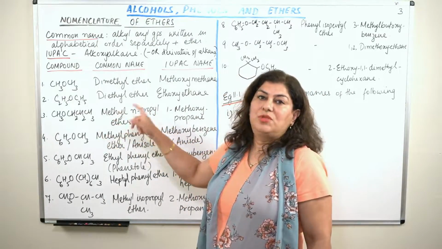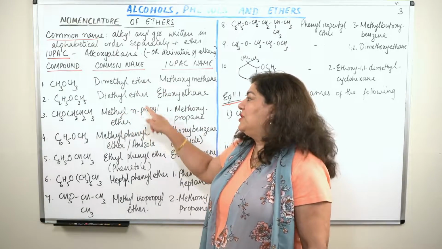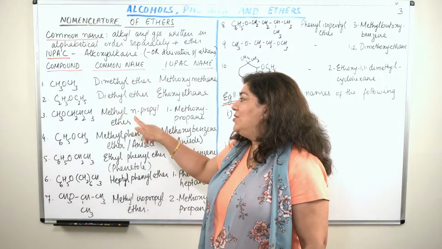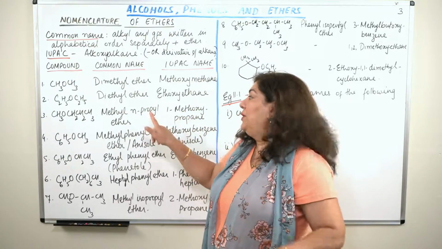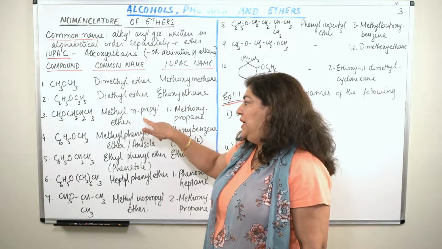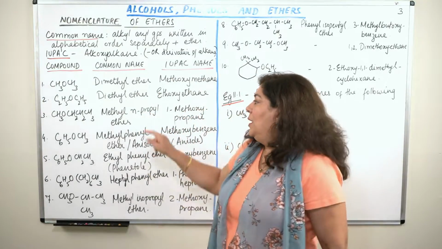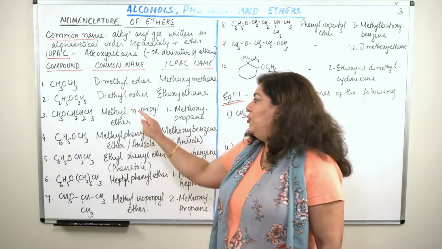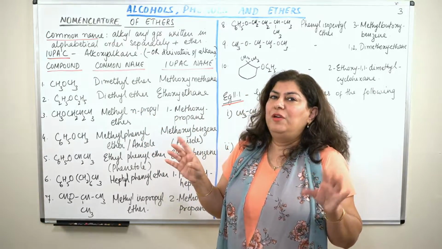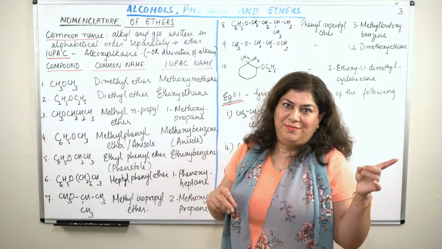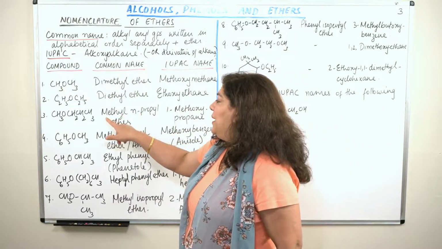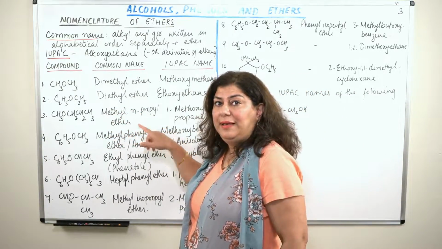Although N also comes after LMN, N comes after M, but we are not considering the N. In alphabetical order, I have to choose the propyl, the P of the alkyl group. The first alphabet of the alkyl group, not this prefix, which tells you which carbon is attached. So this would become methyl N-propyl ether.